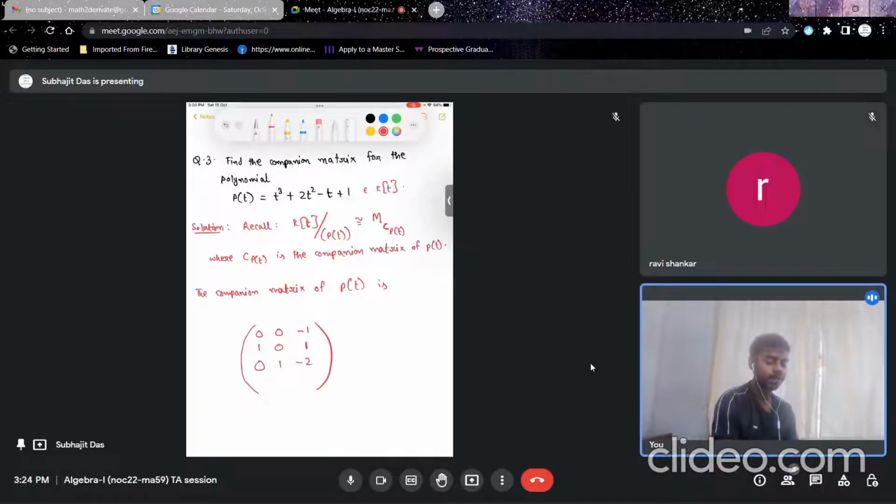So this is the companion matrix of p(t), right Ravi? I hope you have seen companion matrices during this week. It was taught this week, right?